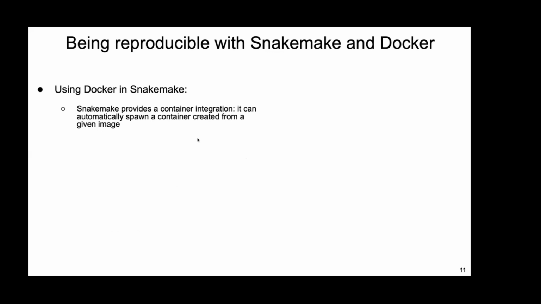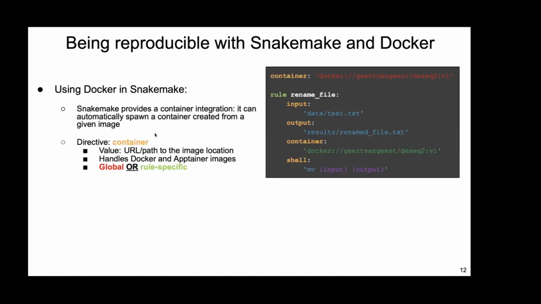Now, similar to Conda, we can also integrate Snakemake with containers, not necessarily only Docker, but other types of containers. And it works in a very similar way to Conda, actually. So we have a directive that, instead of conda, is called container. The value of this directive is either a URL to a publicly accessible image file or a path to an image location, like a SIF file, for example. This handles both Docker and Apptainer images, and we mentioned this before.